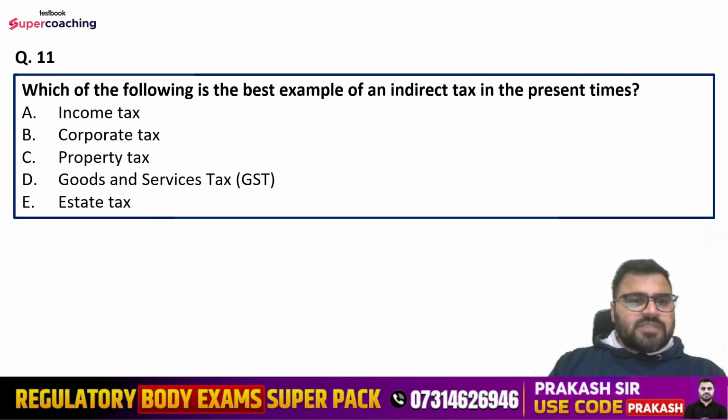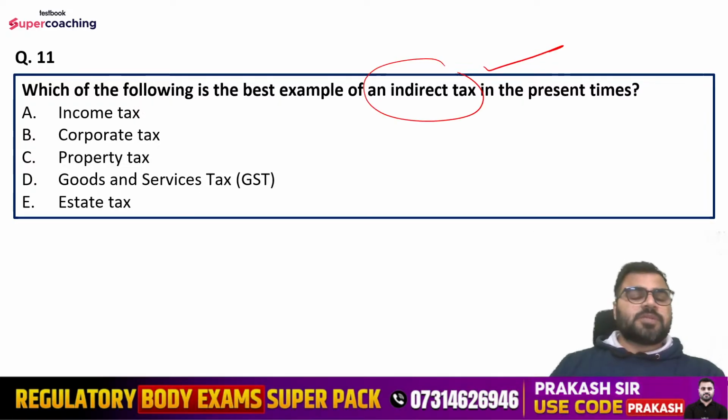Question number 11 is, which of the following is the best example of an indirect tax in the present times? आज की डेट में इनडायरेक्ट टैक्स में यहाँ पर सबसे बेस्ट एग्जाम्पल क्या है? ऑप्शंस आर इनकम टैक्स, कॉर्पोरेट टैक्स, प्रॉपर्टी टैक्स, गुड्स एंड सर्विसेज टैक्स और एस्टेट टैक्स.